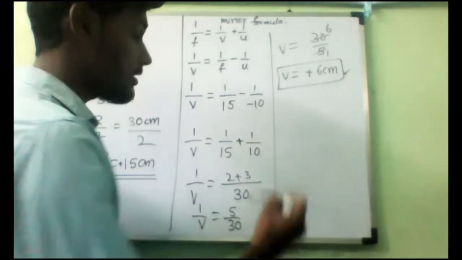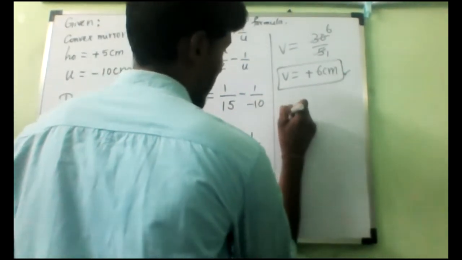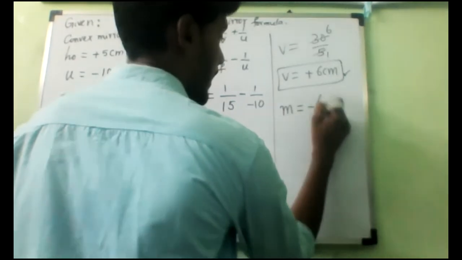Okay. So next you can calculate magnification. So magnification M is equal to minus.